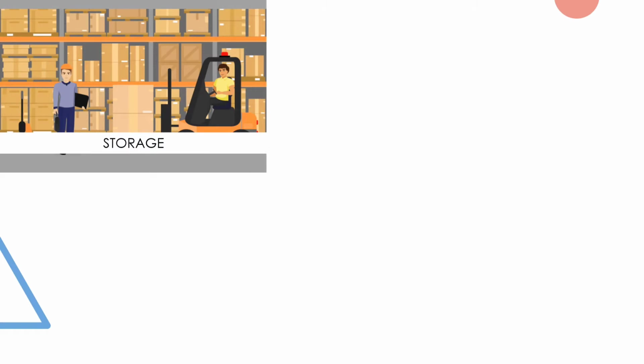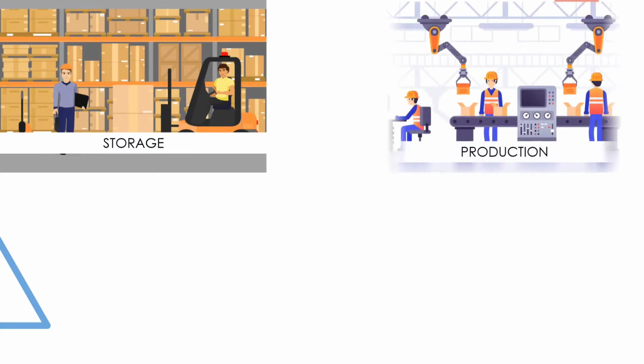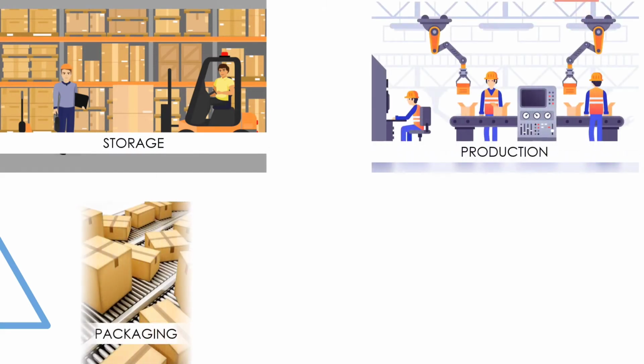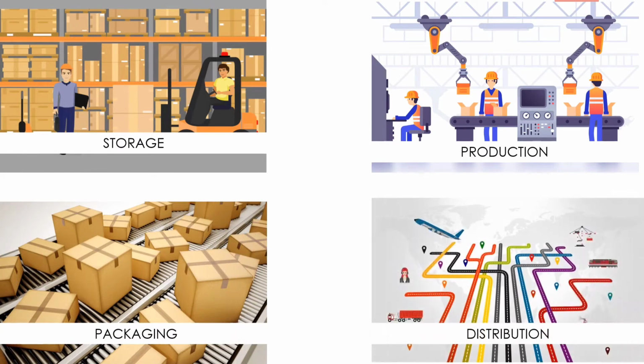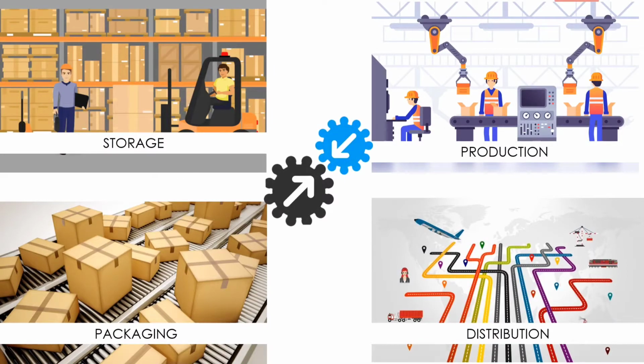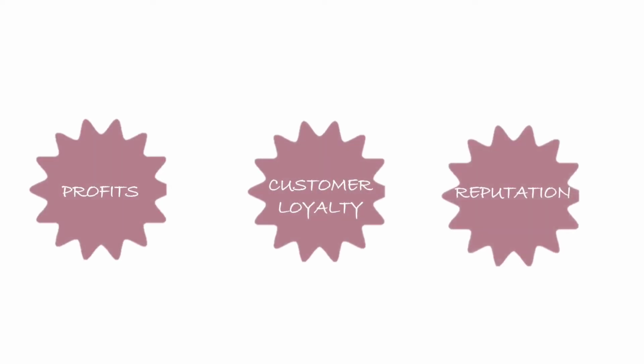For example, a manufacturing unit consists of a raw material handling storage, production unit, packaging unit, and a distribution unit, which operates in accordance to the customer demand for the product. Direction will attempt to integrate the activities across all these units to keep up the customer demand and reap its benefits in the form of profits, customer loyalty, and reputation.